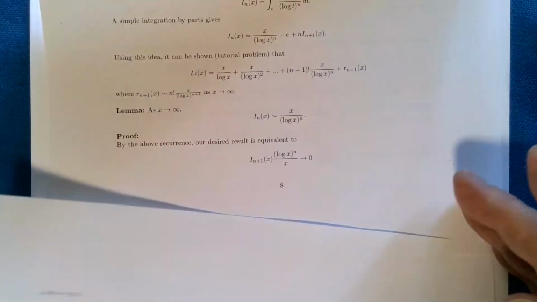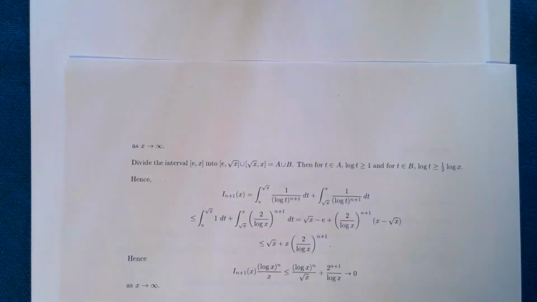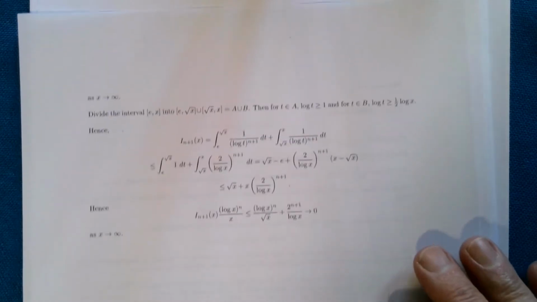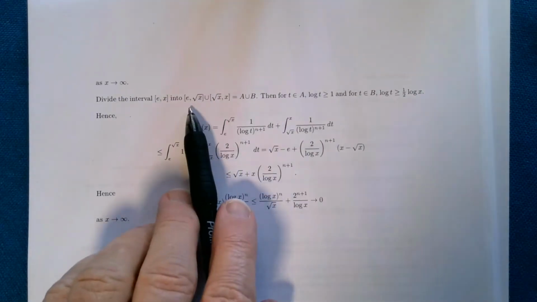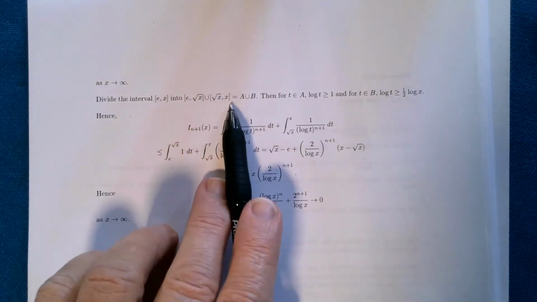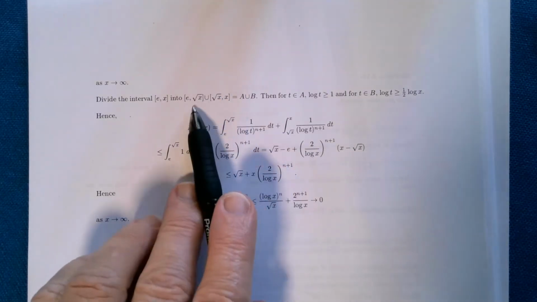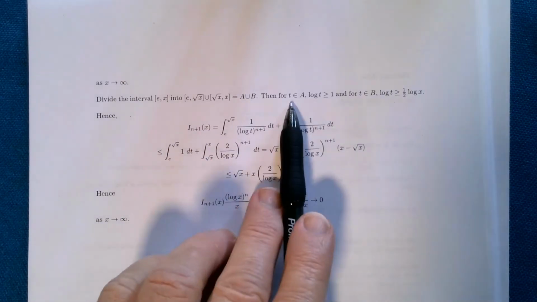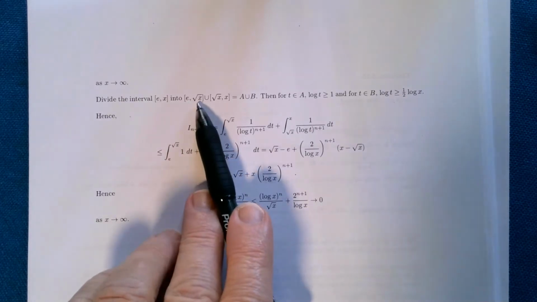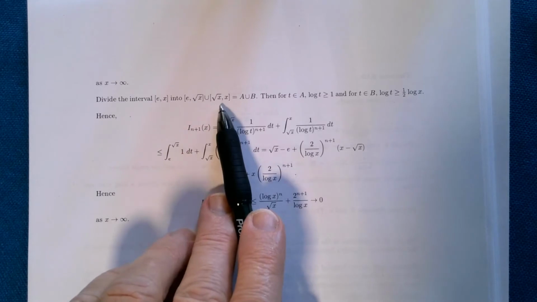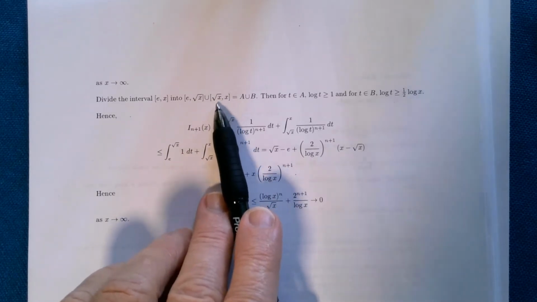Now we can split up the interval from e up to x into two sub-intervals. We've done this before, where you just go up to root x and then go from root x to x. It's a useful trick in many cases. So I'm going to write this as the union of two sets. If I take any t in this first set, then the log of t has to be bigger than 1. And if I take any t in this set, then the log of t has to be bigger than the log of root x, which is a half log x.